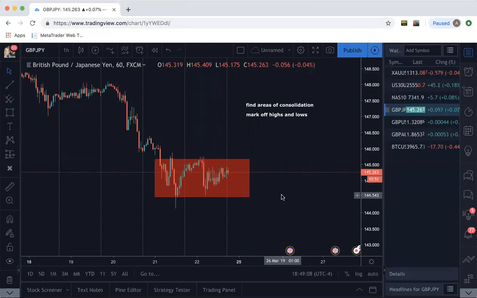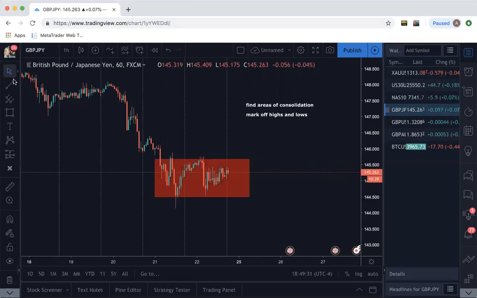All right. Now we wait. We don't do anything until price breaks out. I don't care about trend. I don't care about indicators. I don't care about anything else except where price goes out of this consolidation right now. Okay? That's all I care about. So I find an area of consolidation. I mark off the highs and I mark off the lows.